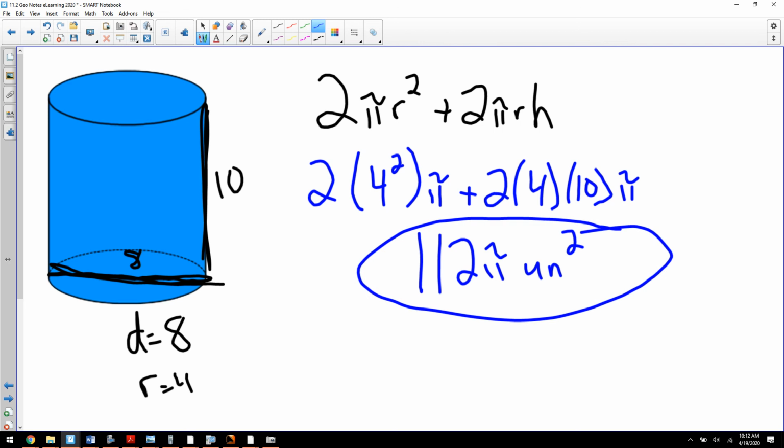Once again, make sure when you're doing these problems, you show your work, write out the formula, fill in the blanks, press the calculator correctly, and submit them back to me.